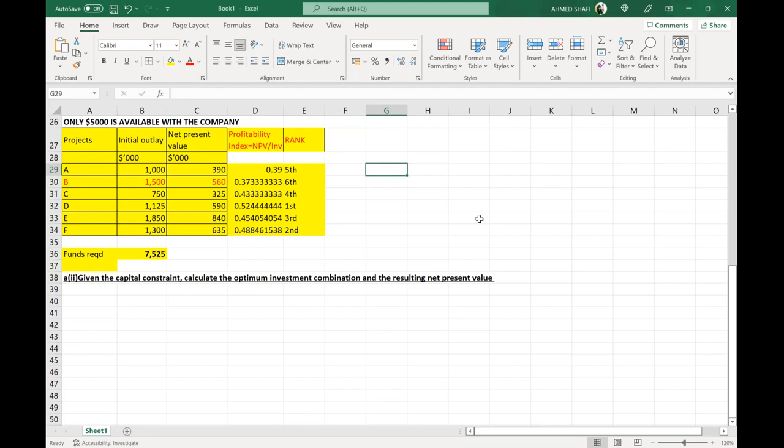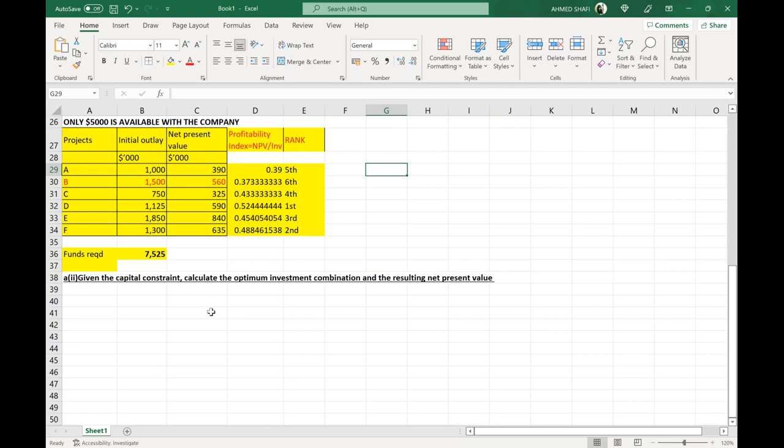You can never take all projects in this case. It's not possible. So you have to make an optimum, best combination. Optimum means best. For divisible projects, this is done via profitability index, the NPV to investment ratio. So you calculated the profitability index of all, and on that, you did ranking. Now, once ranking is made, you know which is the first one, which is the second one. You now should make an optimum combination.